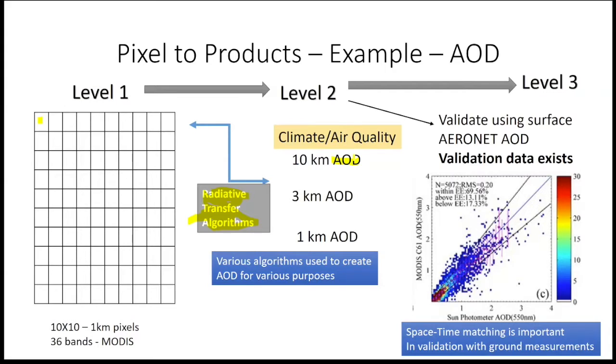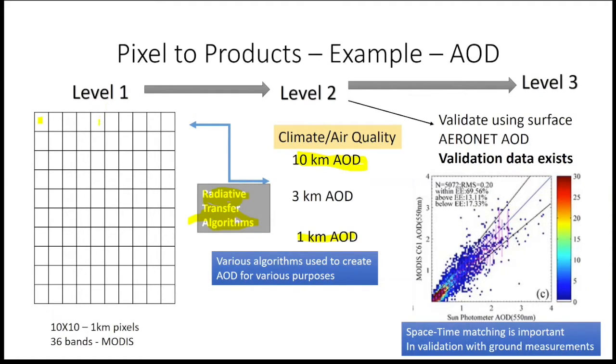The key thing to keep in mind is there are many algorithms out there, many different products. There's a 10-kilometer aerosol optical depth product, a 3-kilometer product, and a 1-kilometer product. Various algorithms are used to create them, so it depends on what product you want to use and for what purpose. If you're using it for climate applications, you definitely would be using the 10-kilometer product because it's overkill to use a 1-kilometer aerosol optical depth product. If you want to study air pollution, you'd be using the 1-kilometer aerosol optical depth product. That becomes absolutely key.